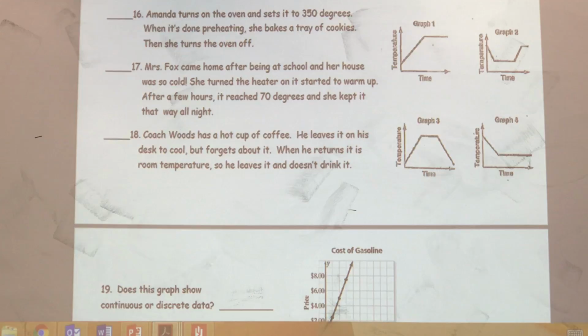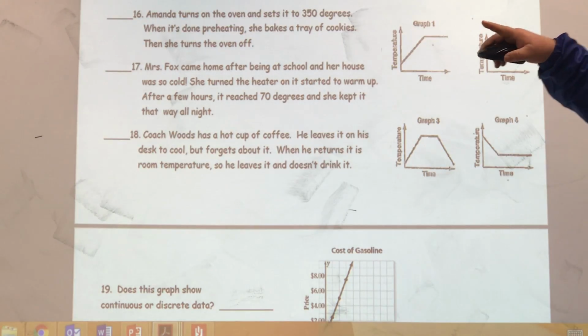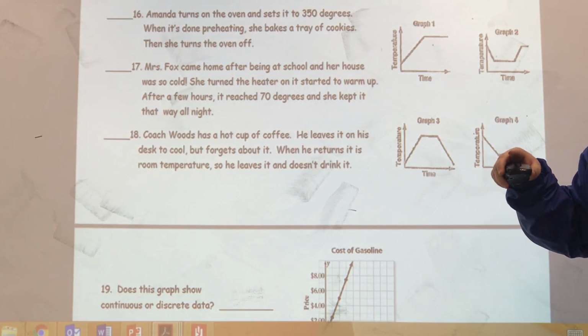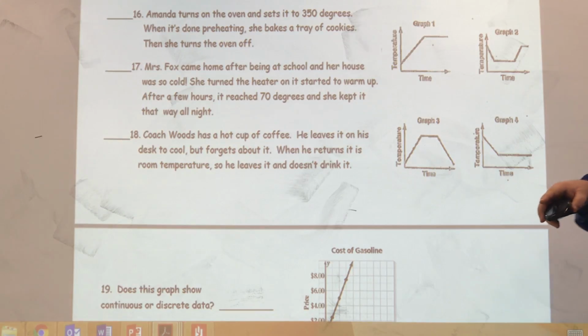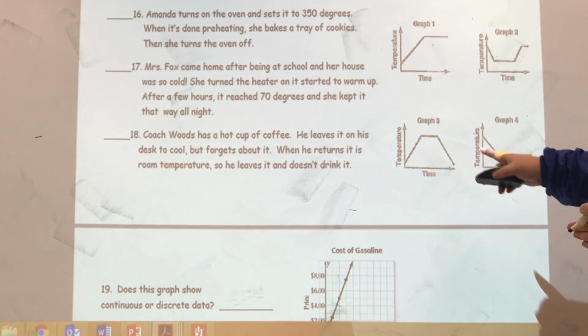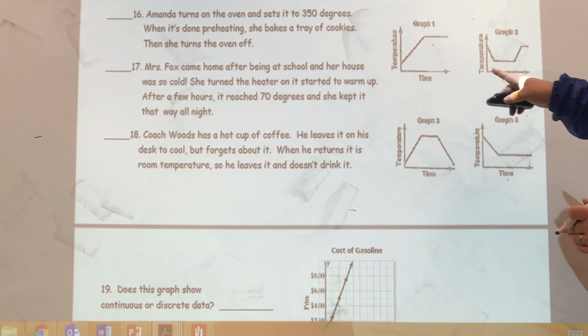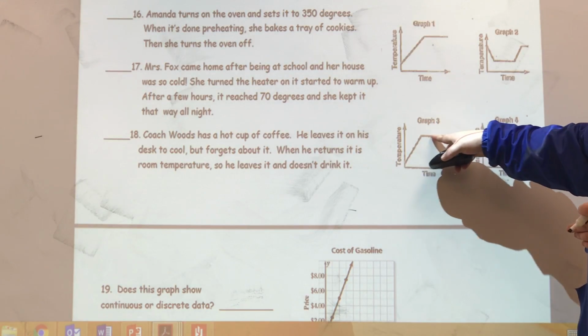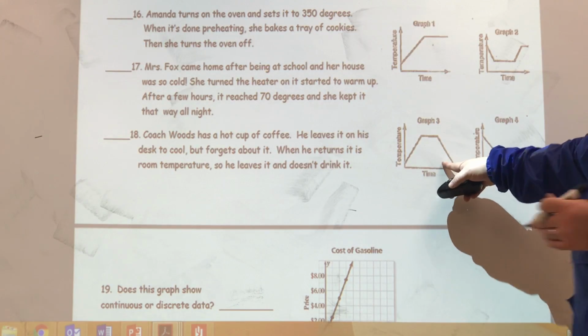$16. Going to match these scenarios to a graph. Amanda turns on the oven and sets it to 350 degrees. When it's done preheating, she bakes a tray of cookies. Then she turns the oven off. So we're looking for an increase, a constant rate of temperature when it's baking, and then a cool down period again. The only one that rises in temperature, has a constant rate, and then cools back down is graph 3.